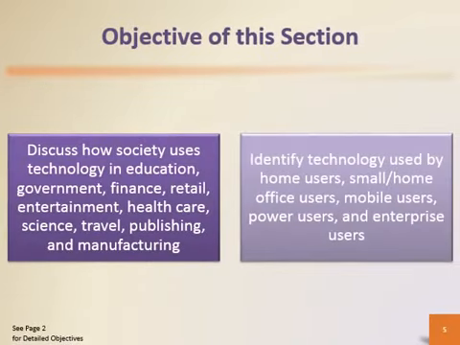After completing this section, you would be able to discuss how society uses technology in education, in government, in finance, in retail, in entertainment, in healthcare, in science, in travel, in publishing, and in manufacturing. You would also be able to identify technology used by home users, small home office users, mobile users, power users, and enterprise users.